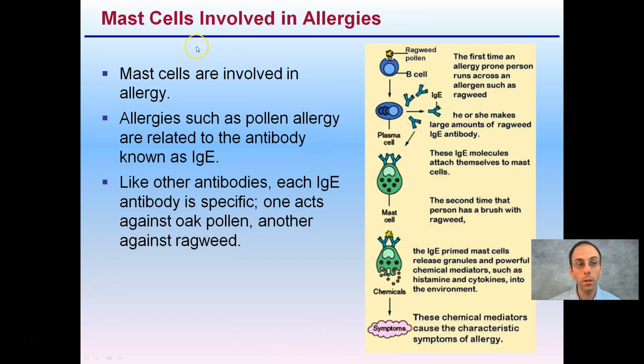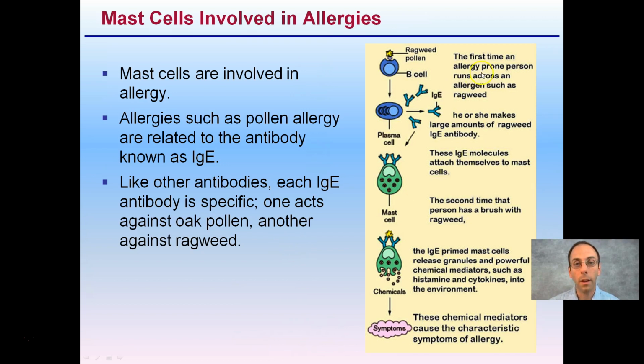Mast cells involved in allergies. Well, mast cells are a main component of the allergic response. Allergies such as pollen are related to the antibody known as IgE. I have a separate video going over antibodies. Like other antibodies, the IgE antibody is very specific, and that's very important for all of our antibodies here. One acts against oak pollen, the other acts against ragweed. So we have that very high degree of specificity that does occur.